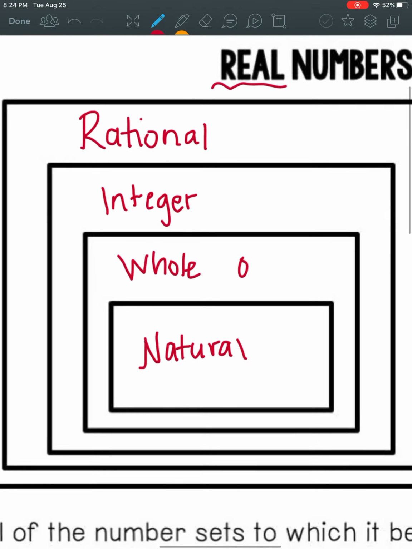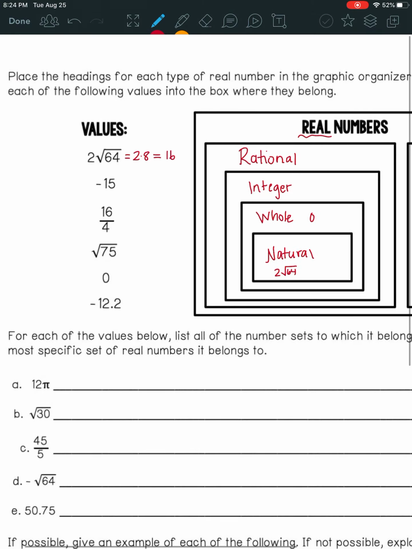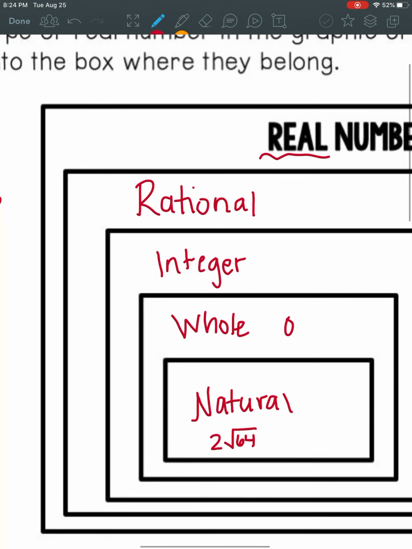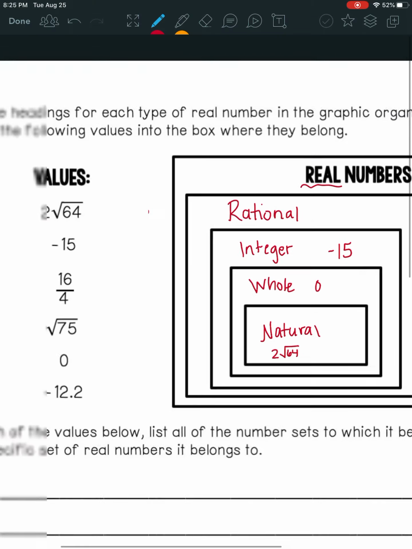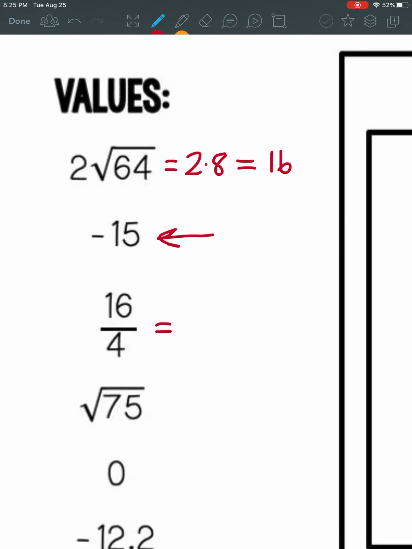Okay, 16 is a natural counting number. Now when we write this example down, we're going to write it how it was given to us. 2 times the square root of 64. Okay, negative 15. Negatives are not in our natural or our whole. Integer is the first time that we bring in negative numbers. So negative 15 goes in the integer category.